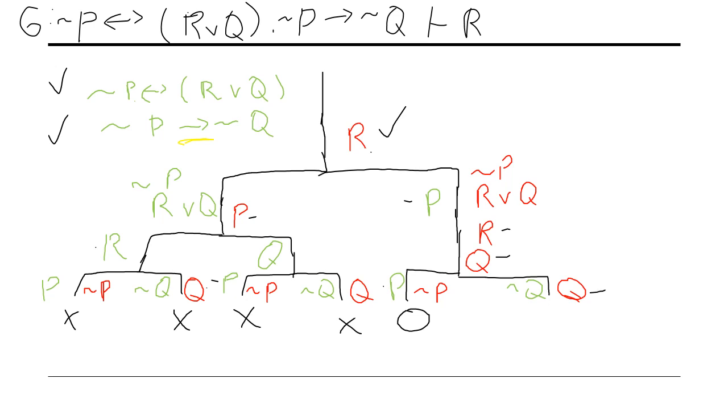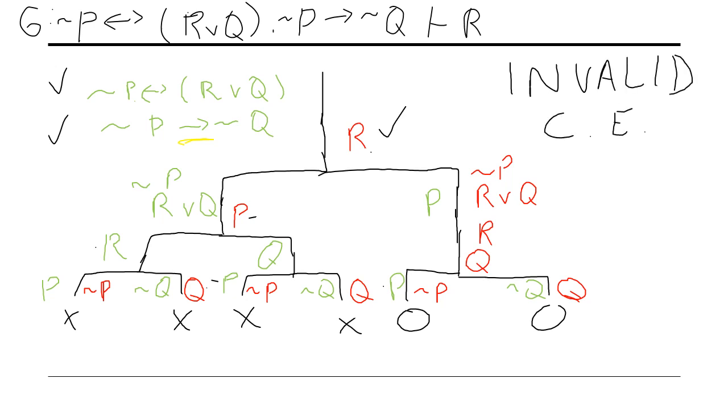And I've got a Q on the right, Q on the right, R on the right, P on the left. Again, that one is open. So there are no contradictions in this branch. So since I have at least one open branch, that tells me that this is going to be invalid. And if it's invalid, I need a counterexample. And I need to provide truth values for all the letters that I have in the problem, which is P, Q, and R.